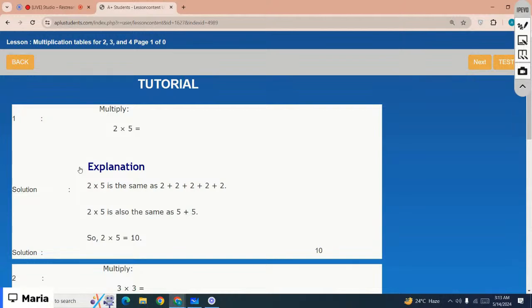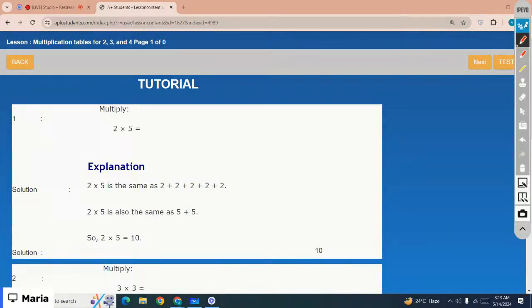The first example is 2 times 5. So either you add 2 five times or you add 5 two times. The answer is exactly the same, right? That would be 2 times 5 is 10. So if you add 5 two times or 2 five times, they both are correct. So 2 times 5 is 10. Got it? But when you have two-digit or three-digit numbers, it would be very difficult to add like this. So you must learn the multiplication tables.